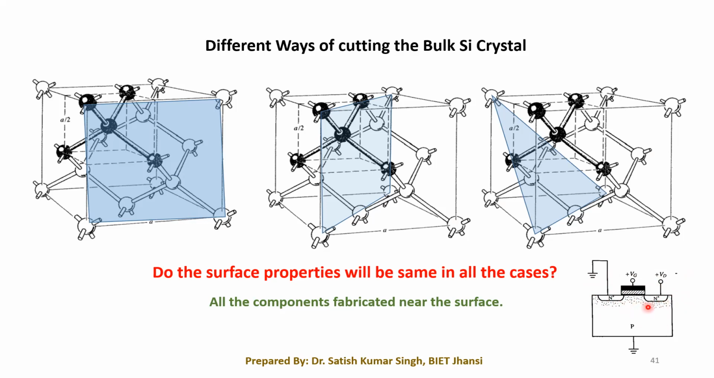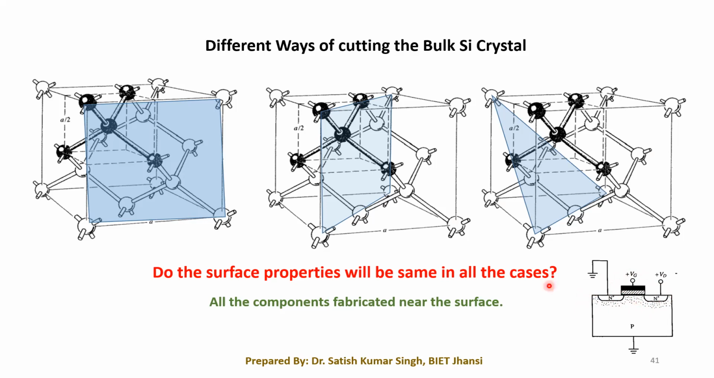Okay, all other devices, whether it is a MOSFET, some other bipolar junction transistor, a capacitor, a resistor, a diode, whatever you want to make, everything will be fabricated near the surface. Near the surface, and that's why we are saying surface property is very important to us.